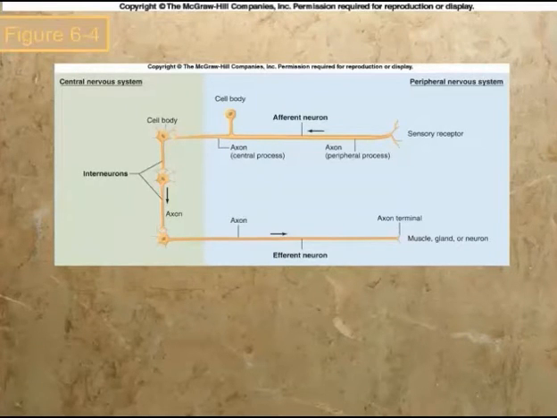So now please go to the next slide, which is Table 6.1. Take a few minutes to read the summaries listed there about these three types of neurons we just described.